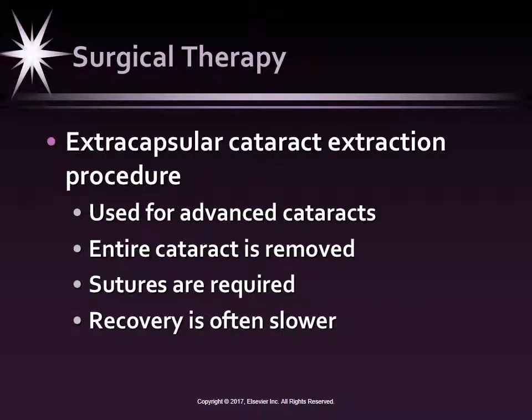An extracapsular cataract extraction procedure is used mainly for very advanced cataracts where the lens is too dense to dissolve into fragments. It requires a larger incision so that the cataract can be removed in one piece without being fragmented inside the eye. It does require sutures to close the larger wound, and visual recovery is often slower.